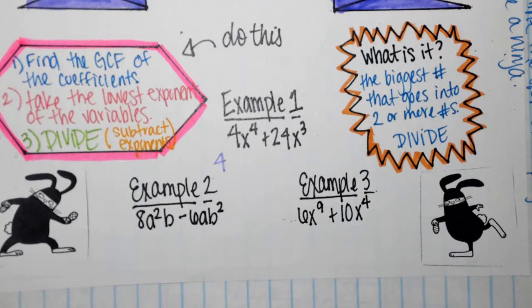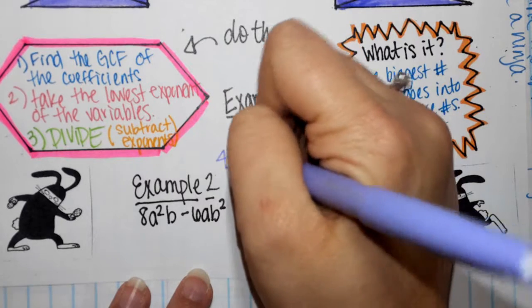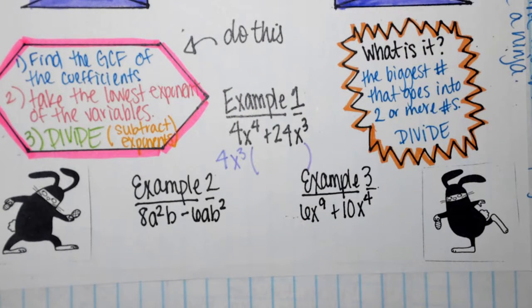Then we take our lowest exponent. What's smaller, 4 or 3? So we write x cubed. Now we put parentheses. We have our greatest common factor. We've taken the lowest exponent.